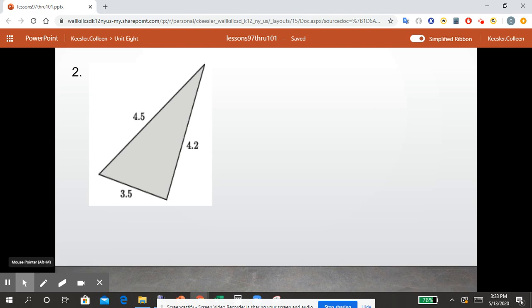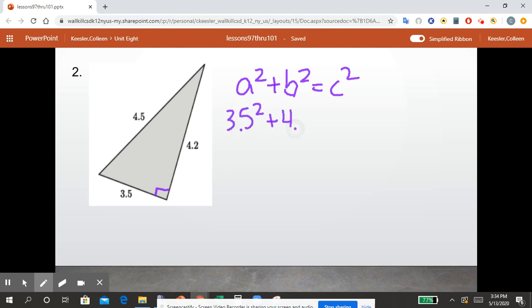So again, in this case, we could always go in size order. If we're trying to prove if this is a right triangle, it looks to me like this would be where our right angle is. So we're going to do a squared plus b squared equals c squared again, with a being 3.5, b being 4.2, and c being 4.5.